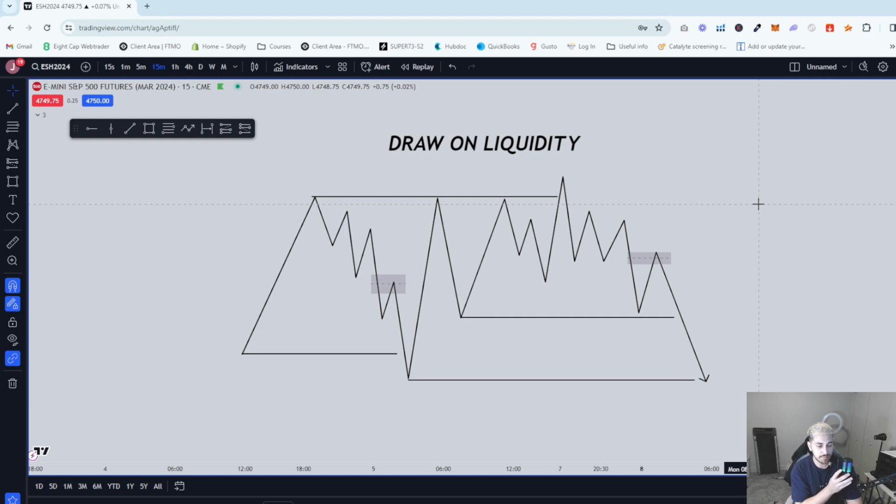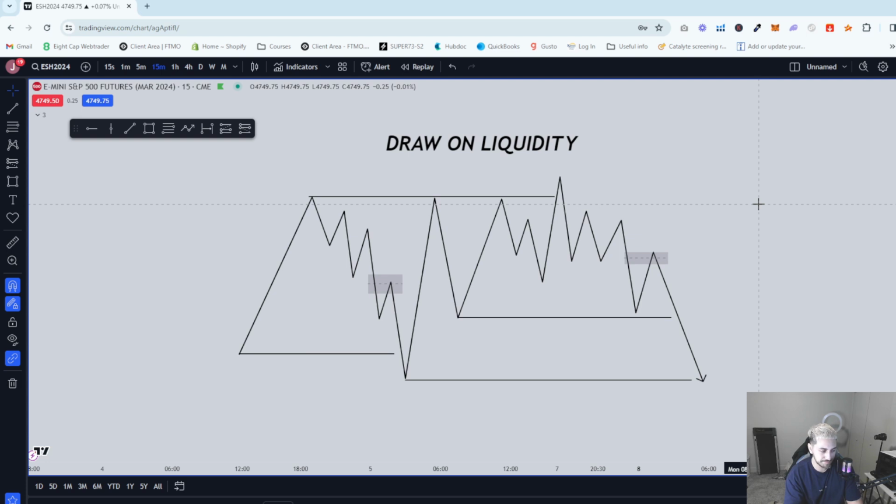In today's episode, we're going to be talking about the draw on liquidity. Because, quite frankly, my friend, if you don't know the draw on liquidity, then you are going to be the liquidity. Like my good friend Casper says, if you can't see the liquidity, then you are going to become the liquidity. And I can't tell you how true that is.